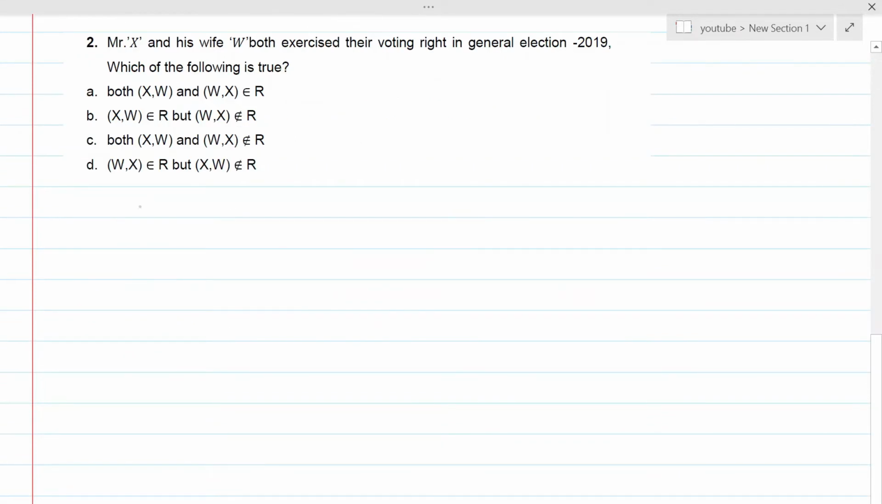Now let's look at the second question. X and his wife W both exercise their voting right in the general elections. Which of the following is true? Both X and W will belong to the relation because they are both Indian citizens and they both exercised their voting right. So both (X, W) and (W, X) are in the relation. This is the right option because X and W both voted. The rest of the options we don't even need to bother looking at because they are not going to be correct. So this is the right answer.